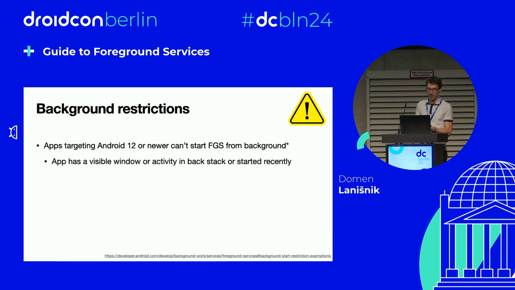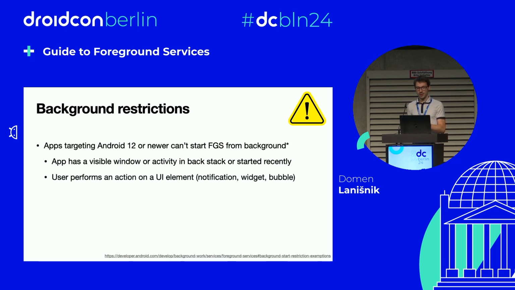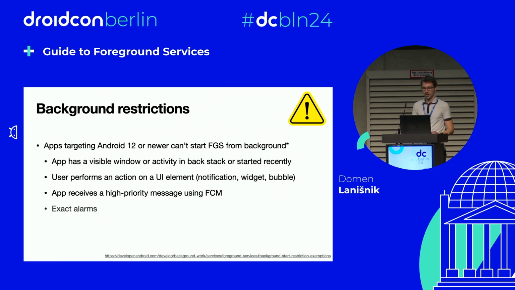One is if an app has a visible window or there's an activity in the backstack. If the user interacts with an element of your app, like a notification, a widget, or a bubble. If the app receives a high priority message from Firebase. If your app schedules an exact alarm and then triggers it, then you can start the service. Or if your app receives a boot completed action in a broadcast receiver that you declared.